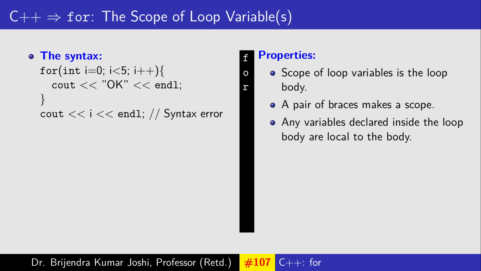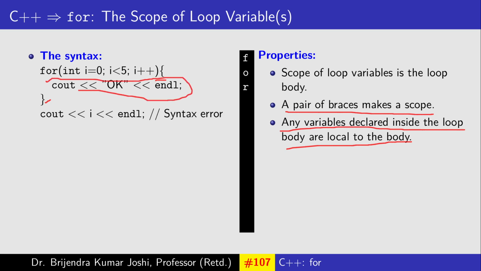So the scope of loop variables is the loop body. A pair of braces makes a scope. Whether inside the body of an if or switch case or a normal main function, anywhere you make a pair of braces like this, it makes a scope. Any variables declared inside the loop body are local to the body. So if you declare any variables here of any type, they will be treated as local variables to this pair of braces. Outside that pair of braces, they are undefined.